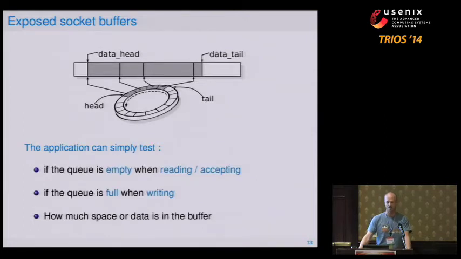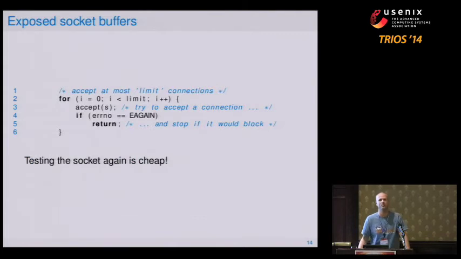If we implement the socket this way, the application can easily test whether the socket is empty when we are reading data or accepting connections. As well, it can test whether it's full when we try to write. And the applications also often query the system how much data are actually in the socket so that the application can allocate an appropriately sized buffer when it's receiving the data. And you can do this in user space. So we go back to that example of accepting connections. The application can go and accept the connections in user space as long as it sees that there are some connections. And at the end, the failed socket call is basically free, it's very cheap.